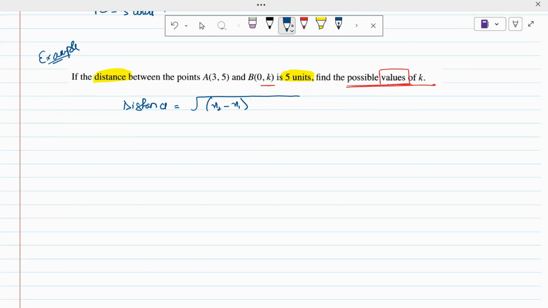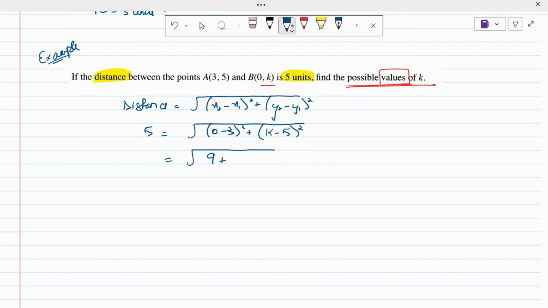The distance formula: square root of (x2 minus x1) whole square plus (y2 minus y1) whole square. Distance is 5, which is equal to the square root of (x2 minus x1). That would be (0 minus 3) whole square plus (k minus 5) whole square. Simplifying it further, 0 minus 3 is minus 3, and minus 3 squared is 9.